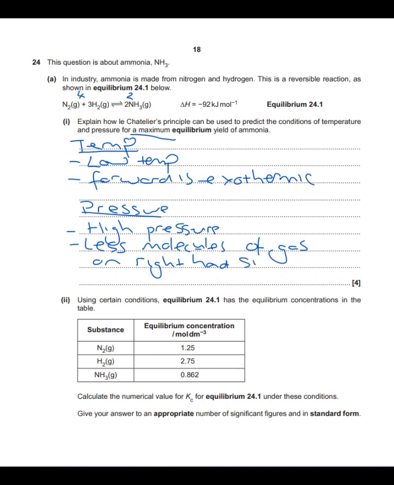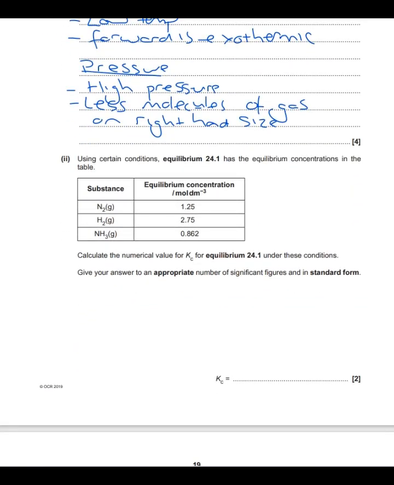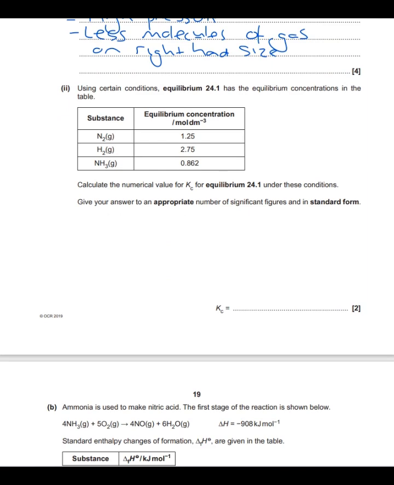Again, I haven't written in long paragraphs, just writing the answers in bullet points. Now we've got part 2. Under certain conditions, equilibrium 24.1 has the equilibrium concentrations in the table below. We've got to calculate the numerical value for Kc.